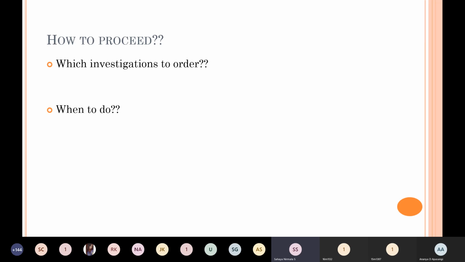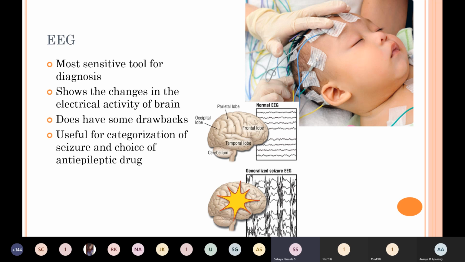So which investigations to order and when to do? EEG is one of the most sensitive tools for diagnosis. It shows the changes in the electrical activity of the brain. It does have some drawbacks, like children with even normal neurodevelopment with no seizure can sometimes show abnormality on EEG. And on the other end, in a child with frank seizures, EEG may sometimes come out to be normal, because the electrodes are placed in the superficial cortical area. So if the neuronal activity is in the deeper cortex, sometimes EEG may not pick it up. So the main help is in the categorization of the seizure and choice of the anti-epileptic drug.